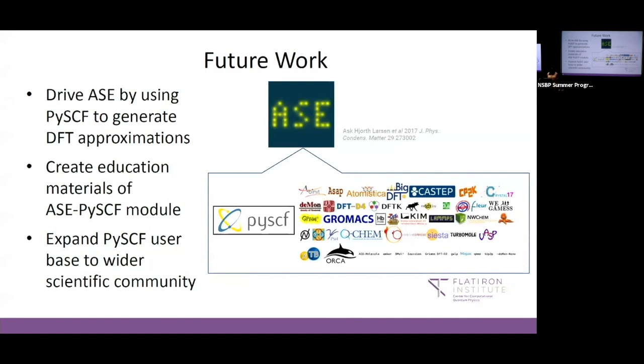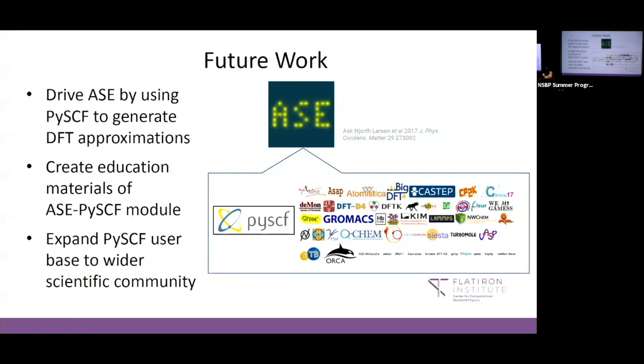The next thing is that we also need to create education materials to show the scientific community how to easily use this connection once it's made, the ASE and PySCF module. Therefore, by connecting those two together, we are able to expand the PySCF user base so that it is much more widely available to the scientific community. It's much more usable for everyone.